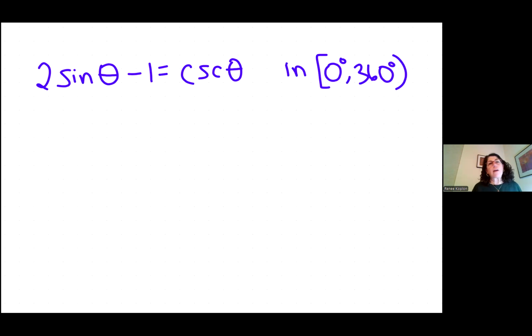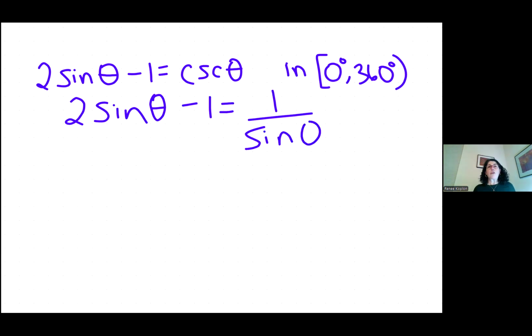So step number 1, notice there's a sine theta and a cosecant theta. We'd really like this whole equation to be in terms of just one trig function. So let's remember the reciprocal identities. Cosecant theta is the same thing as 1 over sine theta. So rewrite the equation as follows. 2 sine theta minus 1 is equal to 1 over sine theta.